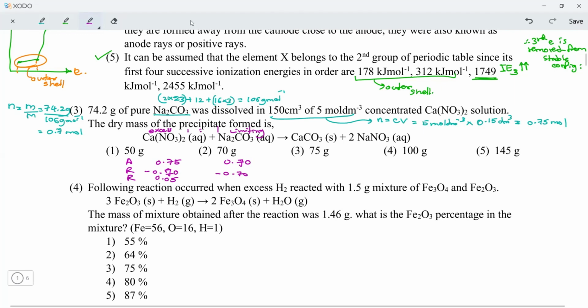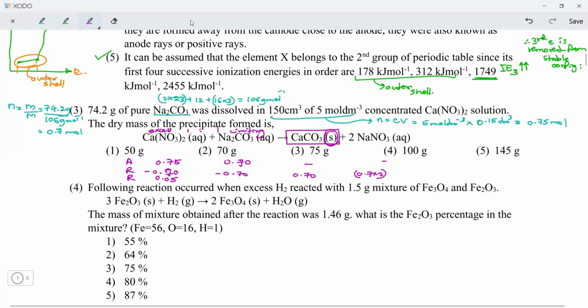Okay, right. So here you will be having calcium carbonate 0.70, and here 0.7 into 2, that means 1.4. It's not relevant for our question. However, they are asking what is the dry mass. Here the precipitate is calcium carbonate. You can see the solid symbol.